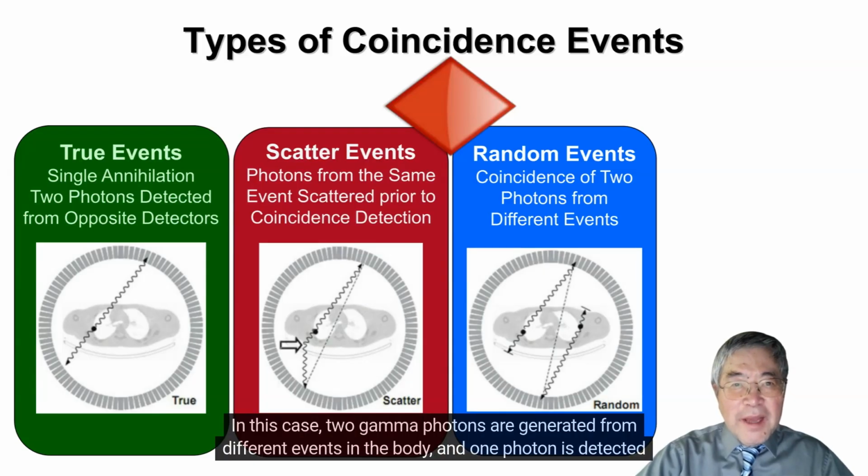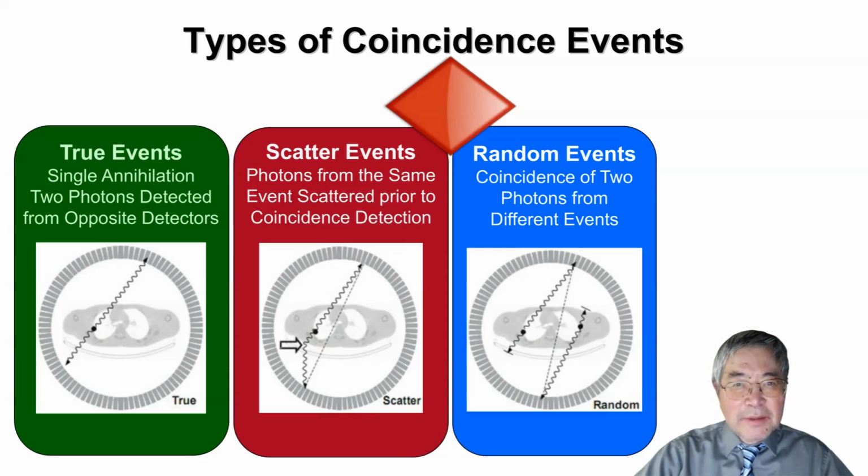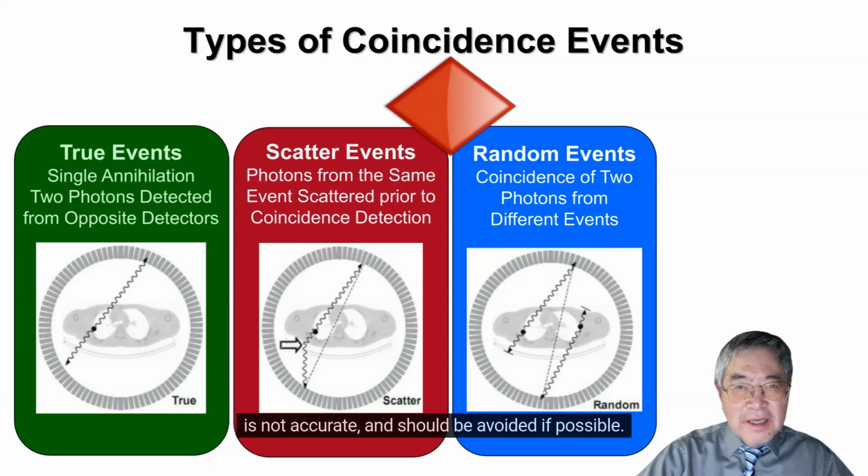In this case, two gamma photons are generated from different events in the body, and one photon is detected in the same time window as another photon from a separate event. The system reports a coincidence, but along a line that doesn't correspond to either true event. This is not accurate and should be avoided if possible.